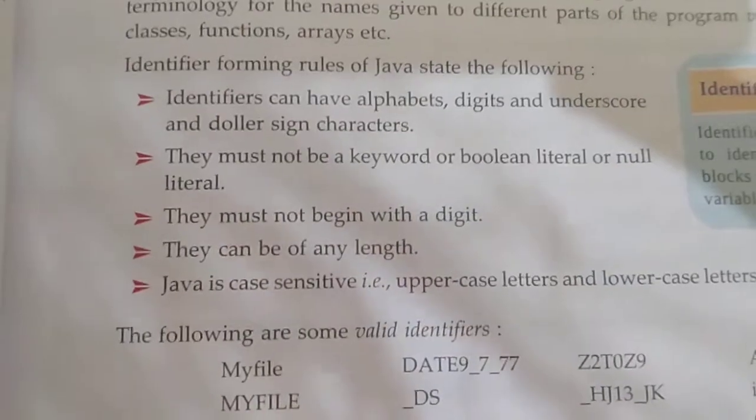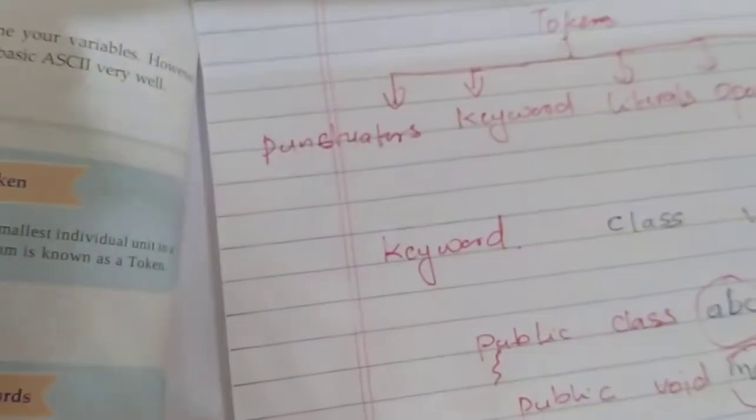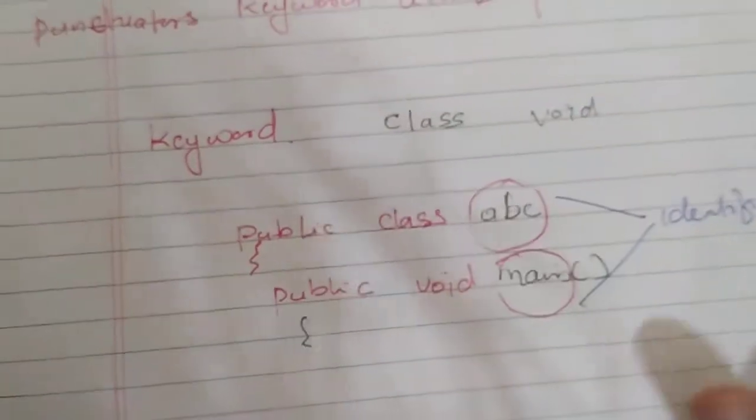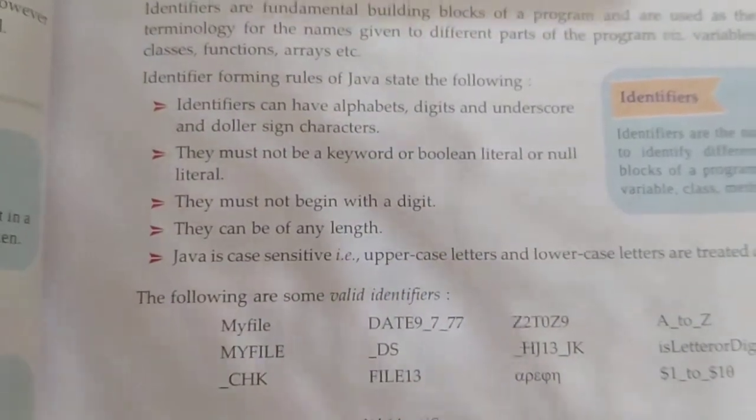The next rule is they must not begin with a digit. It should begin with an alphabet. I have started with an alphabet. It should not begin with a digit. And they can be of any length. You can give any length.